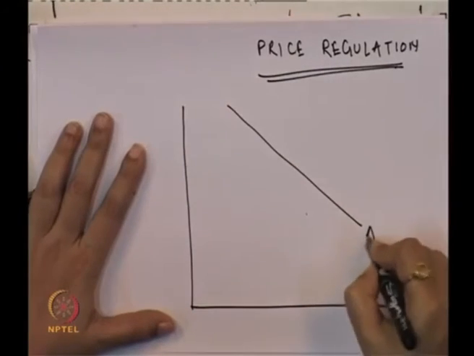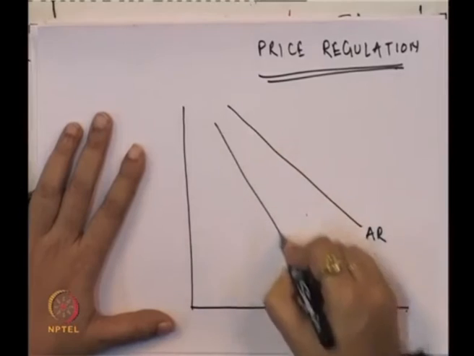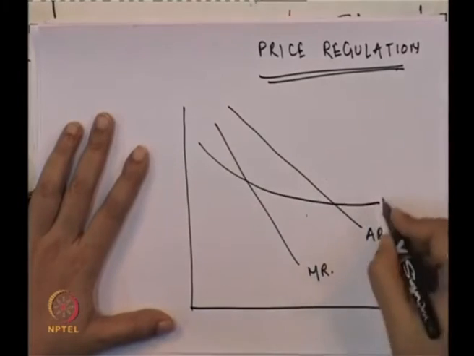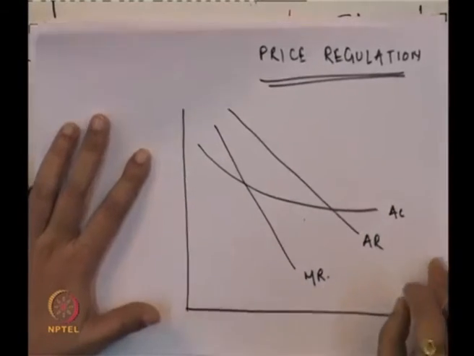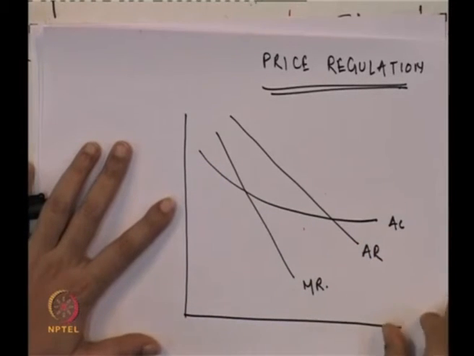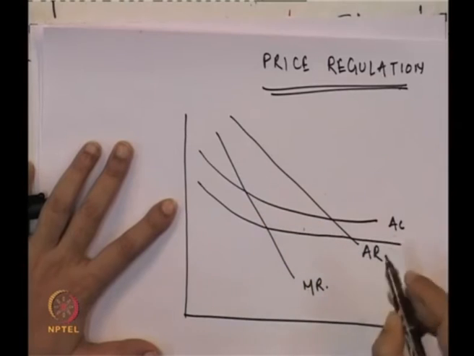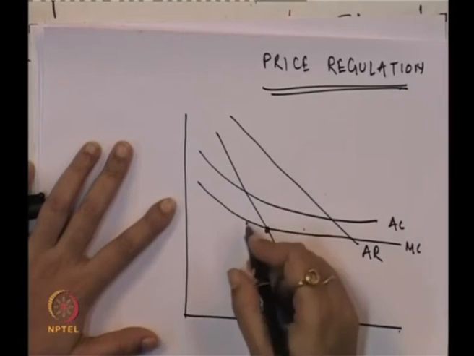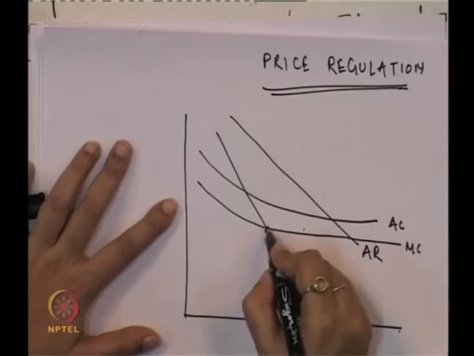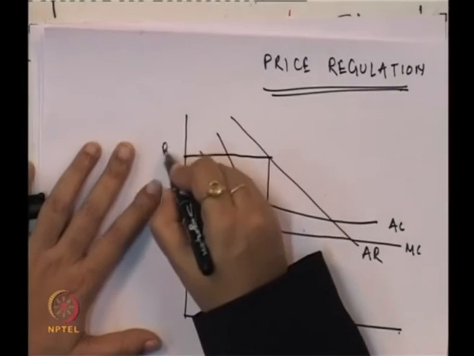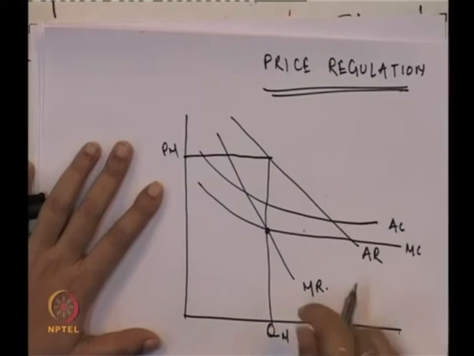So, we have the average revenue curve, we have the marginal revenue curve, then we have average cost. And why is the shape of average cost like this? Because this is a case of natural monopoly and the firm is operating at a lower average cost, and we have marginal cost. Corresponding to this point, that is MC and MR, we get the quantity and price. So, price is PM, quantity is QM, and what is the ceiling price here?